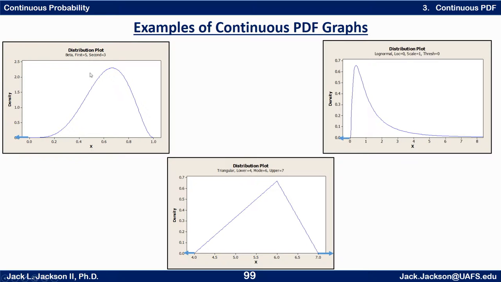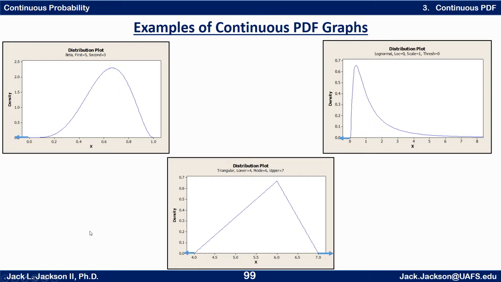Here are a couple more. This one's called a beta distribution, and it's also 0 from 0 to the left, and it has a distribution like this. This one is actually skewed to the left a little bit. Here's another one, log normal distribution. This one's skewed to the right. This one's called the triangular distribution. Hopefully you can figure out why it might be called that. And it looks something like that.